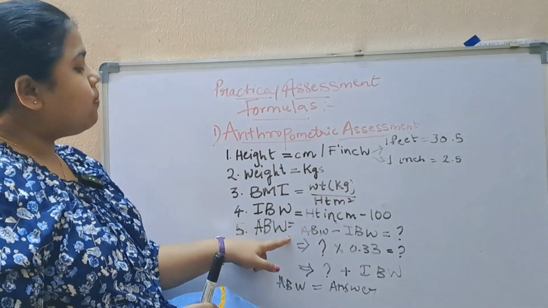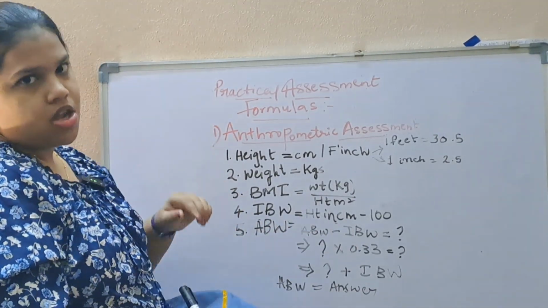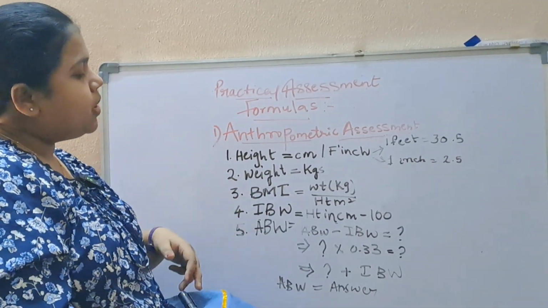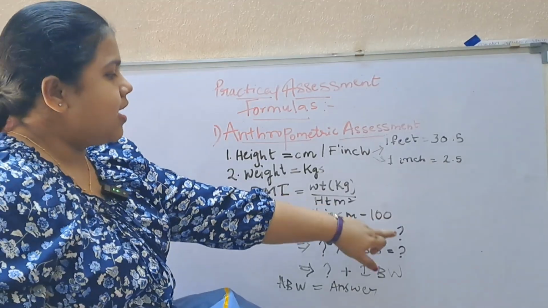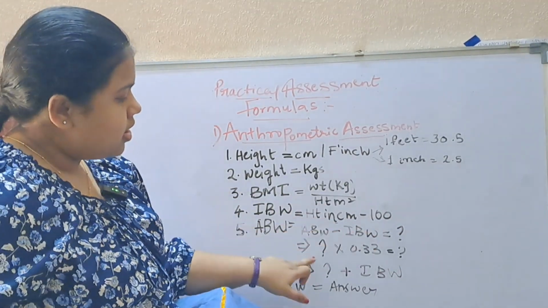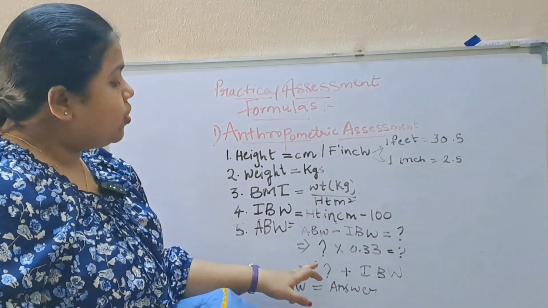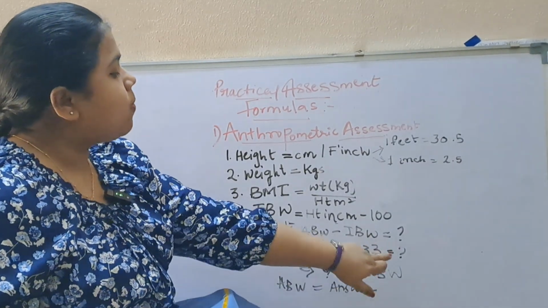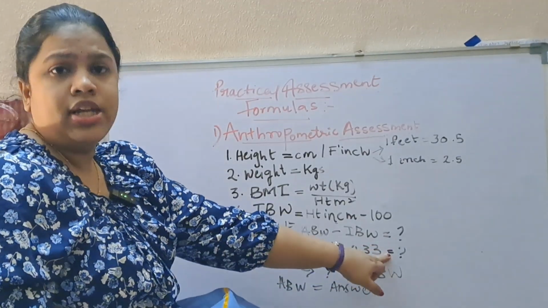Okay, so actual body weight, for example, you take the actual body weight of a person is 60. Okay, so you got IBW like 40. So 60 minus 40, you will get the answer. Now that answer into 0.33, again you will get the answer.